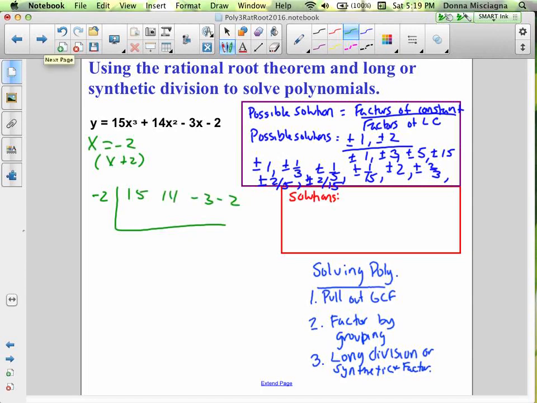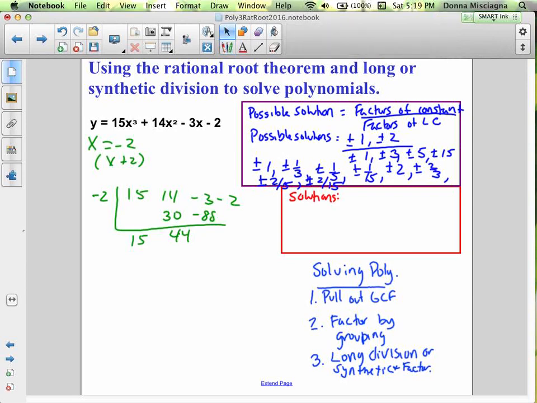Bring down the 15. Then we multiply. 15 times negative 2 is negative 30. Then we add. We have negative... 44. And we multiply. 44 times negative 2, that's negative 88. And you can see this is just not looking good for us whatsoever. All right, so let's write down our no's. So definitely negative 2. That didn't work out.